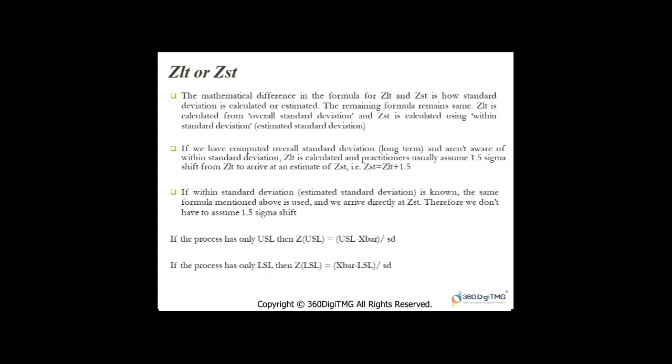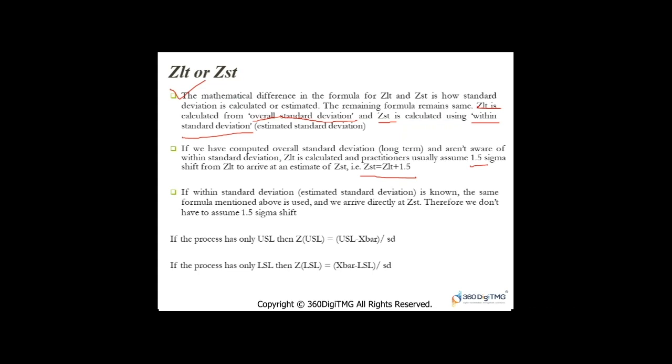So all the while we have been discussing ZLT, ZST and all that. Alright, so let us understand. ZLT is calculated from overall standard deviation, long term. ZST is calculated using within standard deviation, right? And we also know that Z short term is equal to Z long term plus 1.5. Why are you using this 1.5? Why not 2.5 or 3?